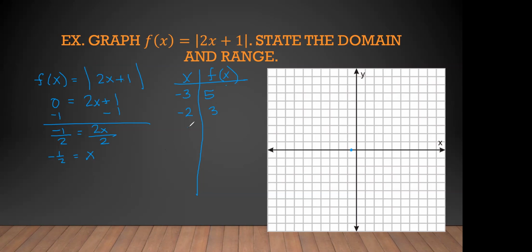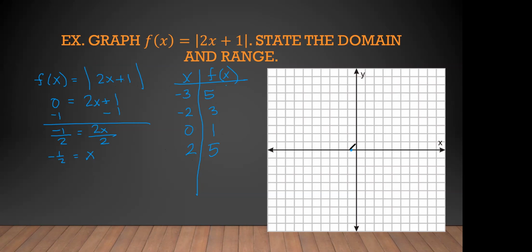I'm going to plug in 0 because 0 is greater than -1/2. So 2 times 0 is 0 plus 1 is 1, and the absolute value of 1 is +1. And then if I plug in, just do one more, plug in 2. 2 times 2 is going to be 4 plus 1 is 5, and the absolute value of 5 is 5. So I'm going to plot these points.